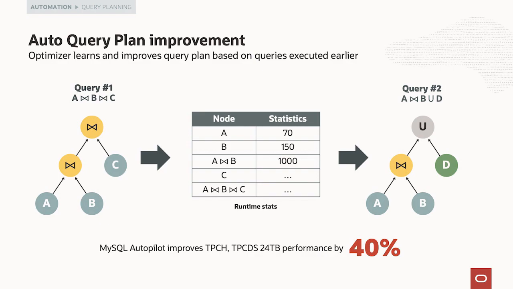Okay, and the query on the right, we're joining together A and B, but now we're unioning with another table, D. MySQL Autopilot is able to use what it learns in that first query, query 1, A joined with B, joined with C, and apply it to query number 2 and improve the performance of query number 2. Now, this makes a huge difference. MySQL Autopilot improves the performance of TPC-H and TPC-DS by 40%. So just by turning on this query optimization to learn from one query and applying it to another, MySQL Autopilot improves performance by 40%. I mean, that's big.